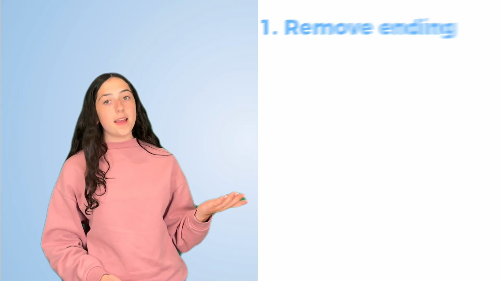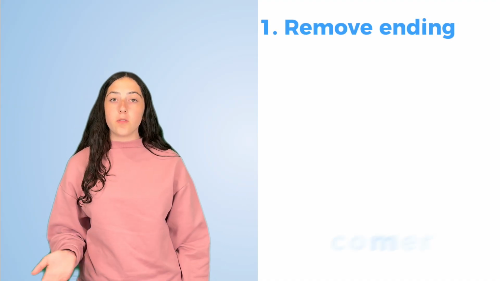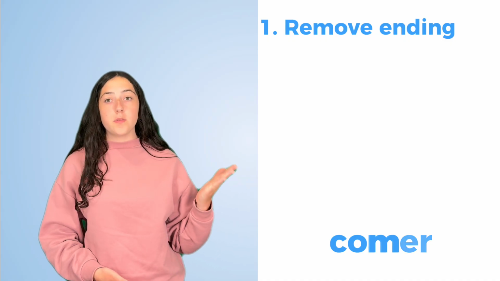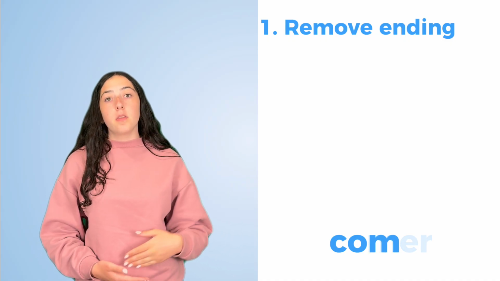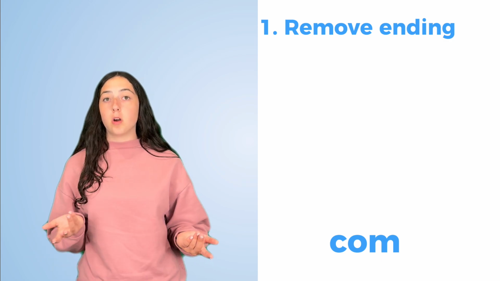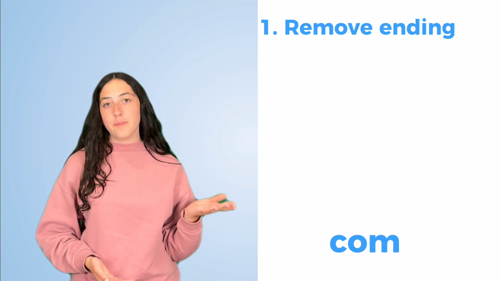Just like with AR verbs, the first step is always the same. Remove the ER ending. Let's use comer, for example, which means to eat. If we remove ER, we are left with COM. This is called the stem. Every conjugated form of the verb comer begins with this same stem.